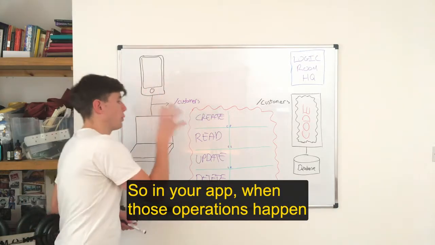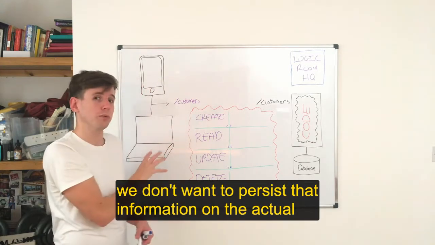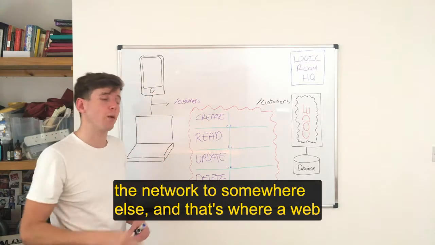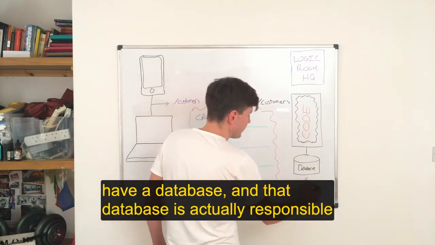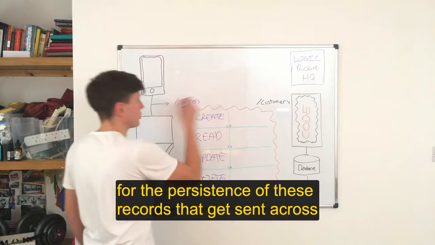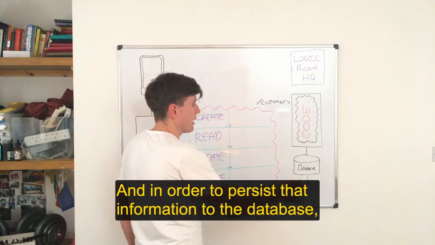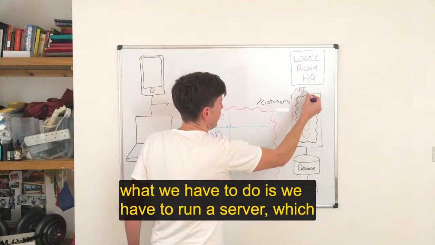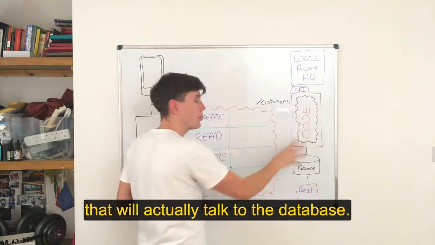So in your app, when those operations happen, we don't want to persist that information on the actual machine in question. We want to send that across the network to somewhere else, and that's where a web API comes in. Imagine on the other side of our network, we have a database, and that database is responsible for the persistence of these records that get sent across the network. In order to persist that information to a database, we have to run a server, which is essentially just another machine on the network that will talk to the database.